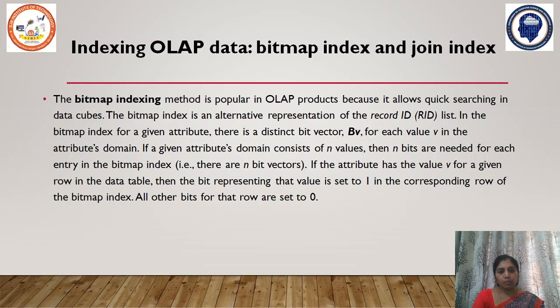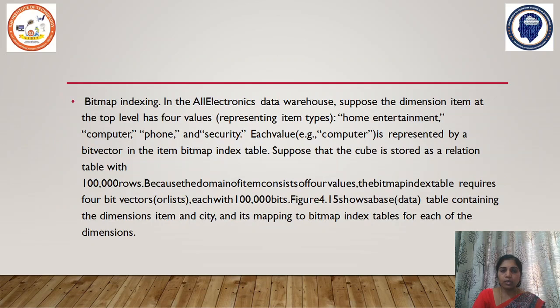For an example of bitmap indexing, take the AllElectronics data warehouse. Suppose the dimension item at the top level has 4 values representing the item types: home entertainment, computer, phone, security. Each value, for example computer, is represented by a bit vector in the item bitmap index table. Suppose the cube is stored as a relation table with 100,000 rows. Because the domain of item consists of 4 values, the bitmap index table requires 4 bit vectors, each with 100,000 bits.